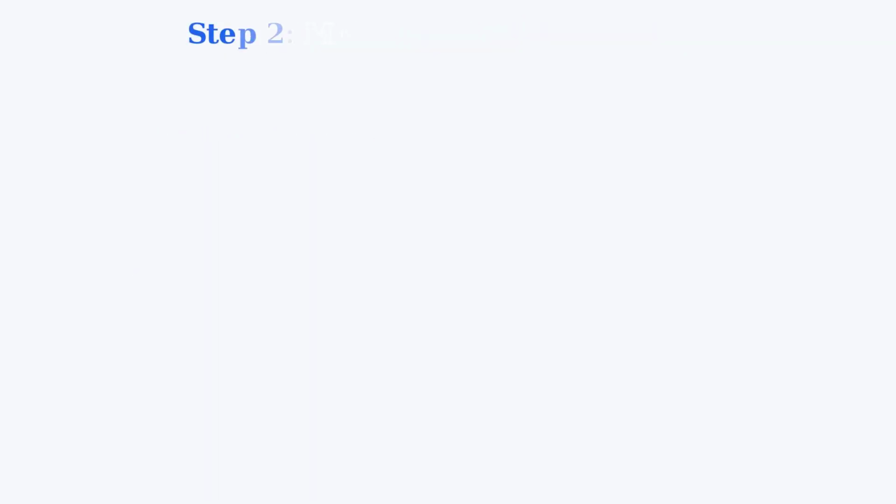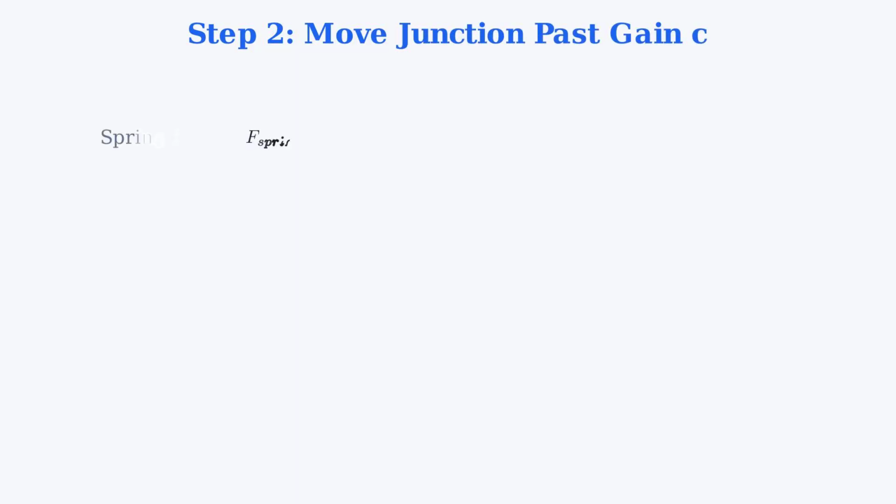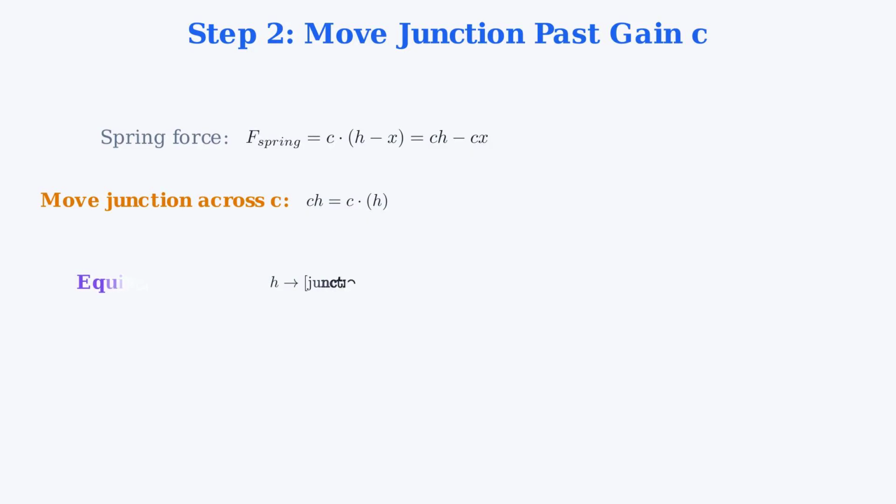Step 2. Split the spring force junction. The spring force is C times the quantity h minus x. This means h and minus x enter through the same gain C. We can split this. C times h enters as one branch, minus C times x enters as another branch.